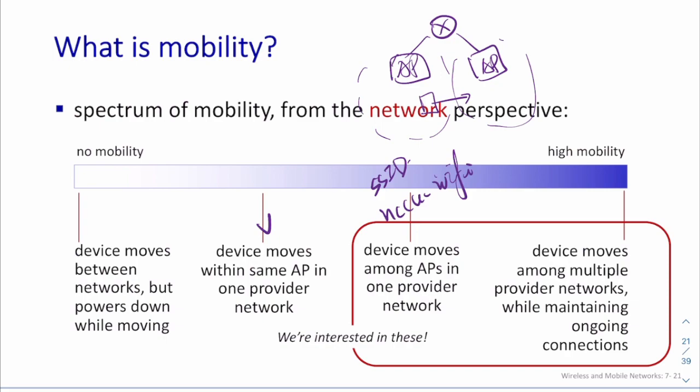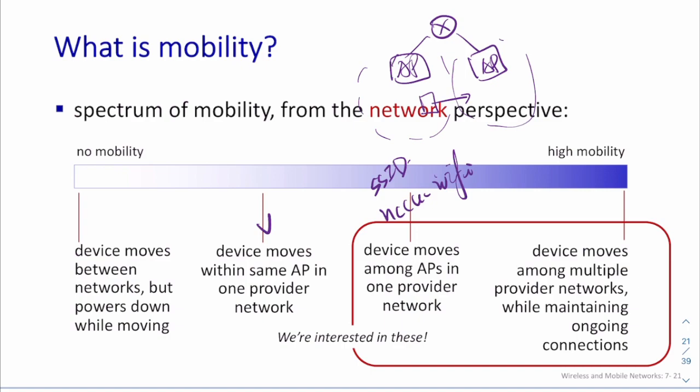Let's take a look at the last part. A device moves among multiple providers' networks while maintaining an ongoing connection. That means you move from one cellular tower of your home network to another cellular tower of a visited network. For example, you move from an AT&T tower to a T-Mobile tower. If we have a very high mobility, maybe your IP address is still the same.